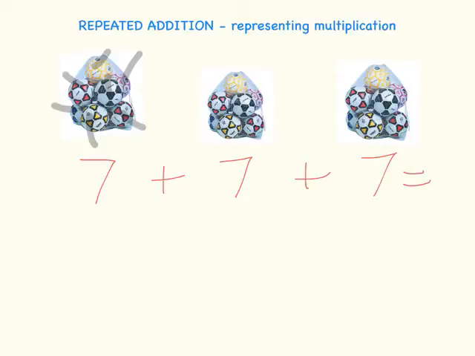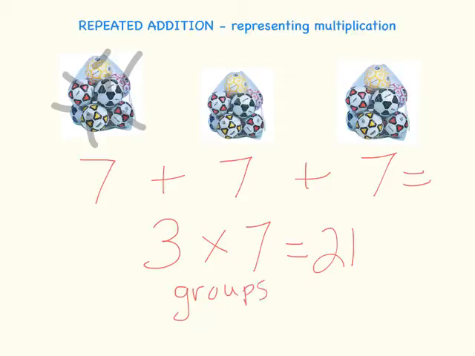But when we represent this as a multiplication equation, it looks like this. We have 3 groups of 7, and that gives us a product of 21. This multiplication sign here means groups of. All right. So we are going to move on, and you are going to try this yourself.